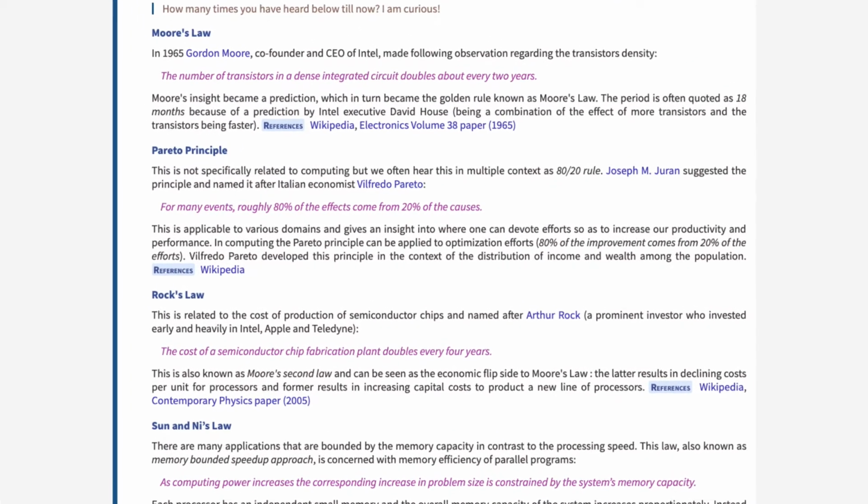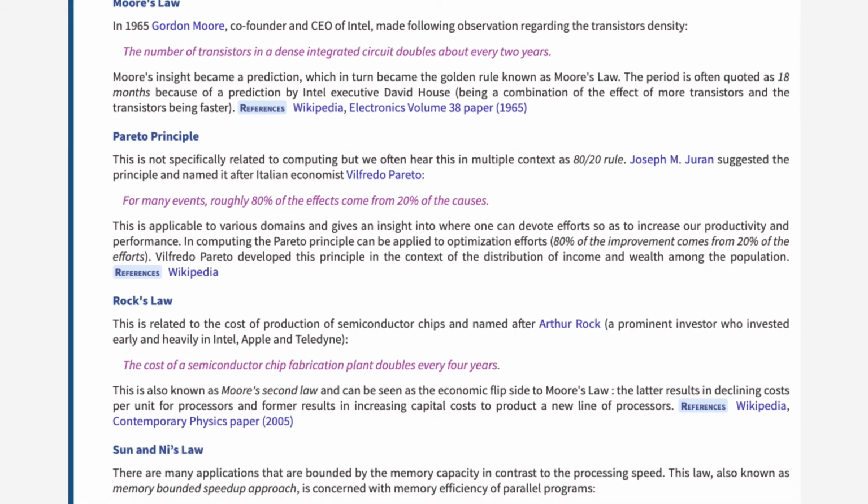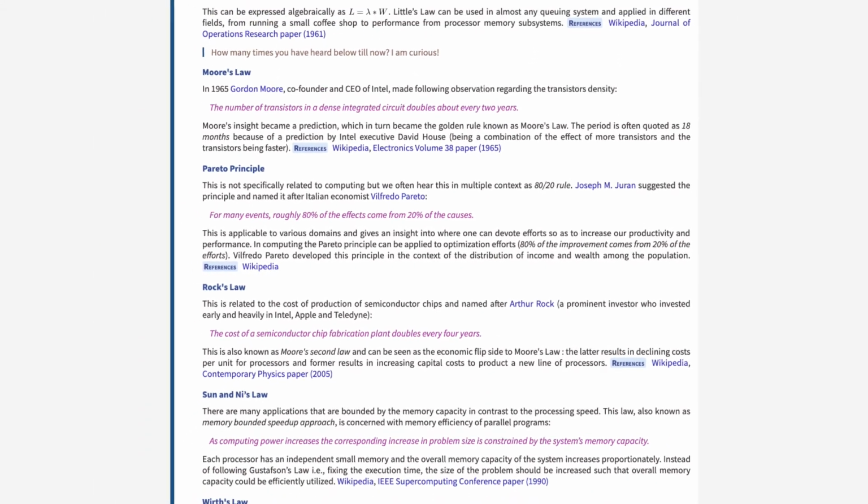Pareto principle is not specifically related to computing, but we often hear this in multiple contexts as the 80-20 rule. It states, for many events, roughly 80% of the effects come from 20% of the causes. In computing, the Pareto principle can be applied to optimization efforts. For example, 80% of the improvement comes from 20% of the efforts.